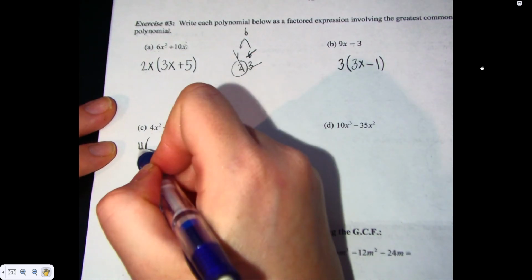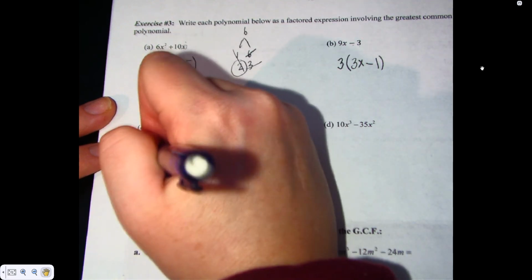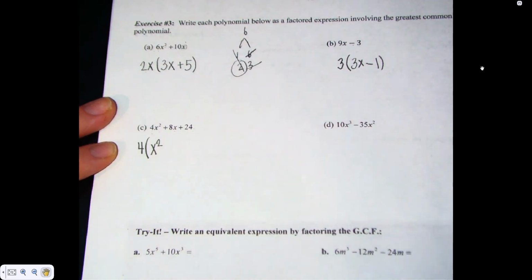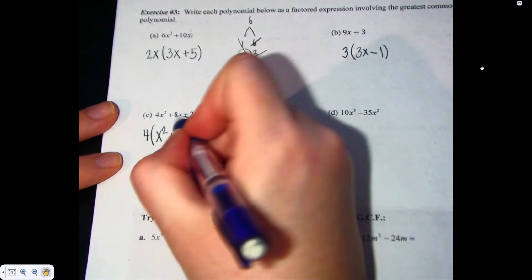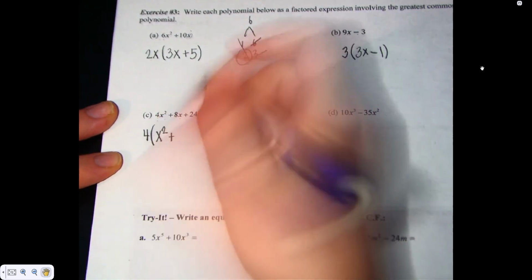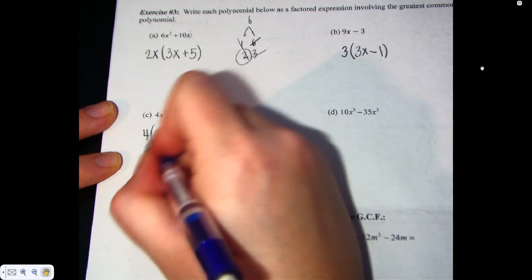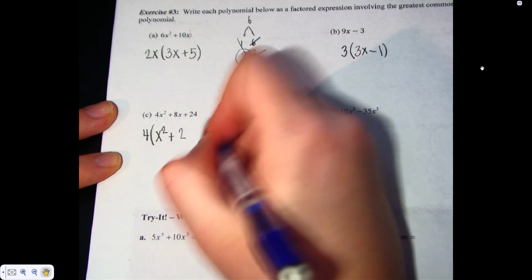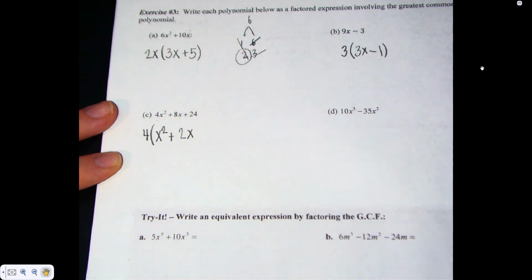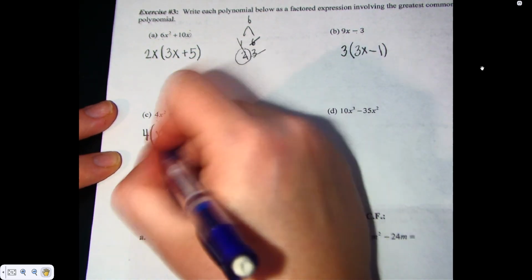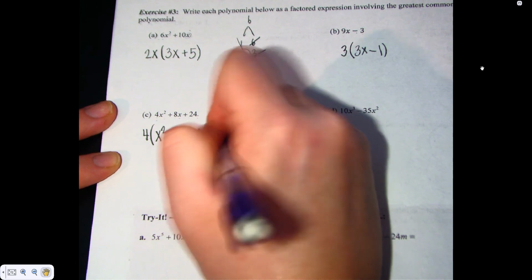So 4 divided by 4 is 1. That means that this just needs an x squared. Okay. Plus is my operation. 8 divided by 4 is 2. X, well, there's no x here, so this has to have an x on it. And then I get 24 divided by 4, which is 6.